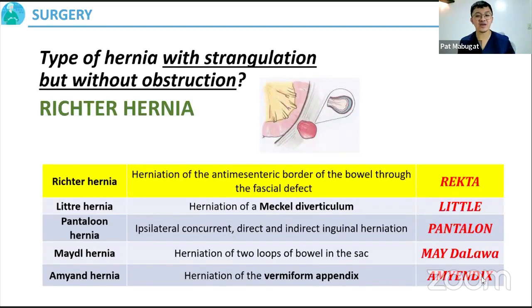For pantaloon hernia, parang pantalon, so you have two legs, you have two legs of the trousers, so you have a direct and an indirect hernia. In between is your inferior epigastric vessel, right? For Maydl's hernia, there's two bowels in the sac. So we remember this as Maydl's, may dalawa, Maydl's hernia. And we have the Amyand's hernia, which is herniation of the appendix. So Amyand, letter A, appendix. Okay.